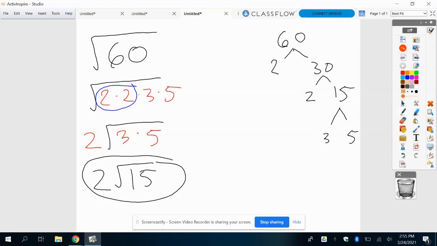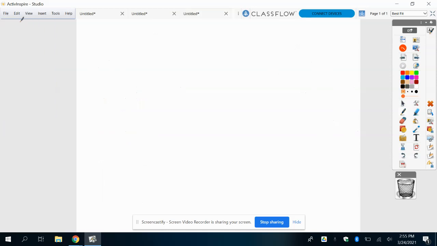So hopefully this is making sense, and this is a really good refresher because again, that's what this is. You should have already learned this. So I'm going to show you one more. You might be good by now, and if you are, then you can just stop the video. But if you want to see one more, I'll show you one more. The last one I'm going to do is the square root of 300.